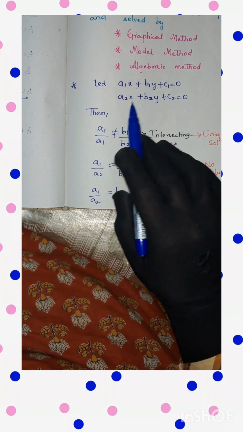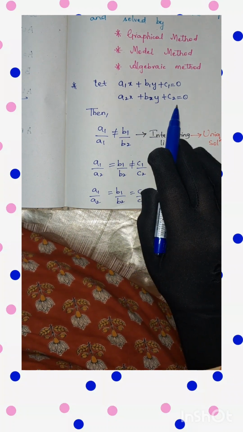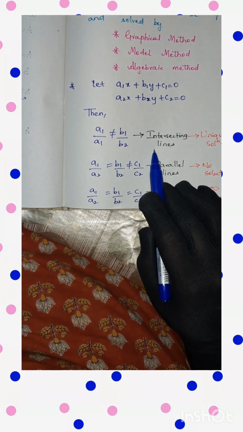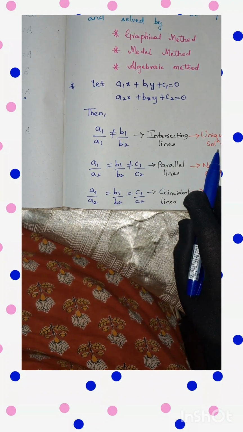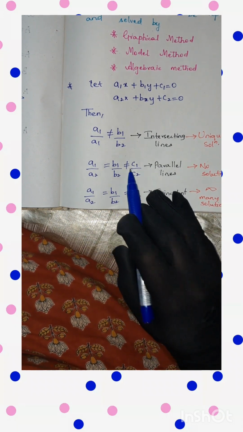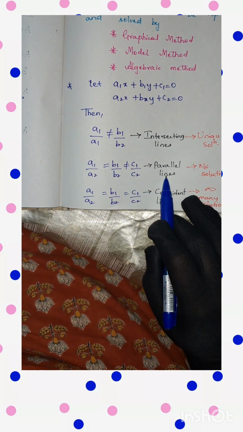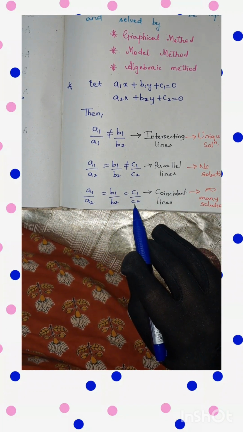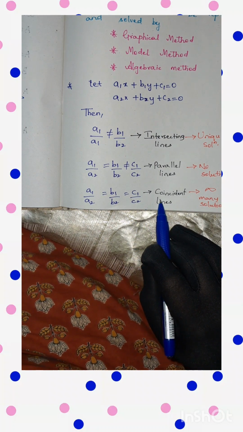Let a1x plus b1y plus c1 is equal to 0, and a2x plus b2y plus c2 is equal to 0. Then, if a1 by a2 is not equal to b1 by b2, the lines are intersecting lines and they have a unique solution. If a1 by a2 is equal to b1 by b2 is not equal to c1 by c2, the lines are parallel and there is no solution. If a1 by a2 is equal to b1 by b2 is equal to c1 by c2, the lines are coincident and they have infinitely many solutions.